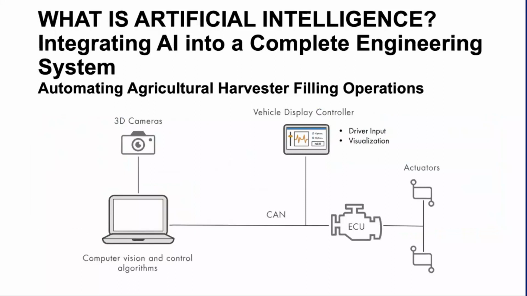So as I've mentioned, the images from your 3D cameras will be transmitted onto your computer vision server or control algorithm server.